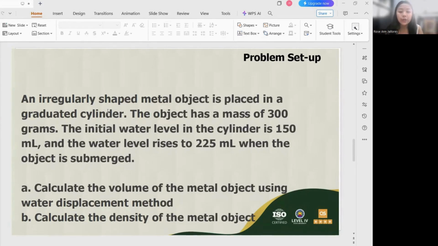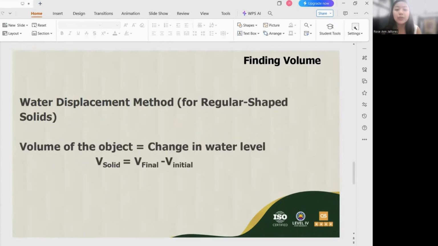Here in our problem, we have an irregularly shaped metal object and we want to determine its density, as it states in letter B. We know its mass is 300 grams, and to find its volume, we will use the water displacement method. So how can we find the volume using the water displacement method? We are going to use this formula.